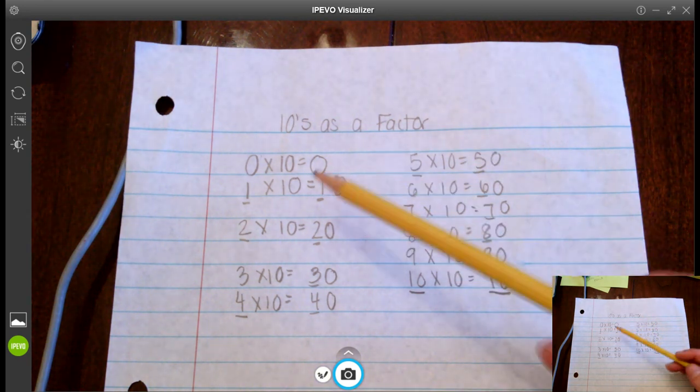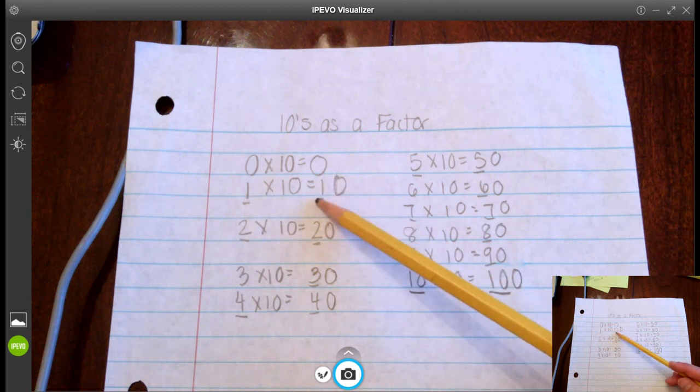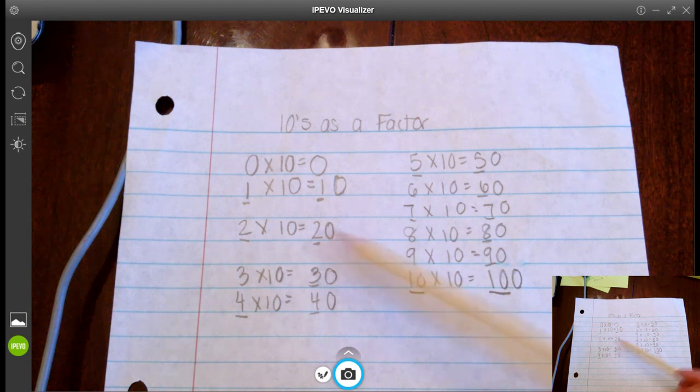All right, if you notice the pattern, you've got a 1 here, a 1 here, and then you've got a 0, a 2 here, a 2 and a 0, a 3 here, a 3 and a 0. So you should have started to notice your pattern. Okay, so what you're going to do today is you're going to think of multiples of 10. You are going to complete your math sheet on page 128, multiples of 10.